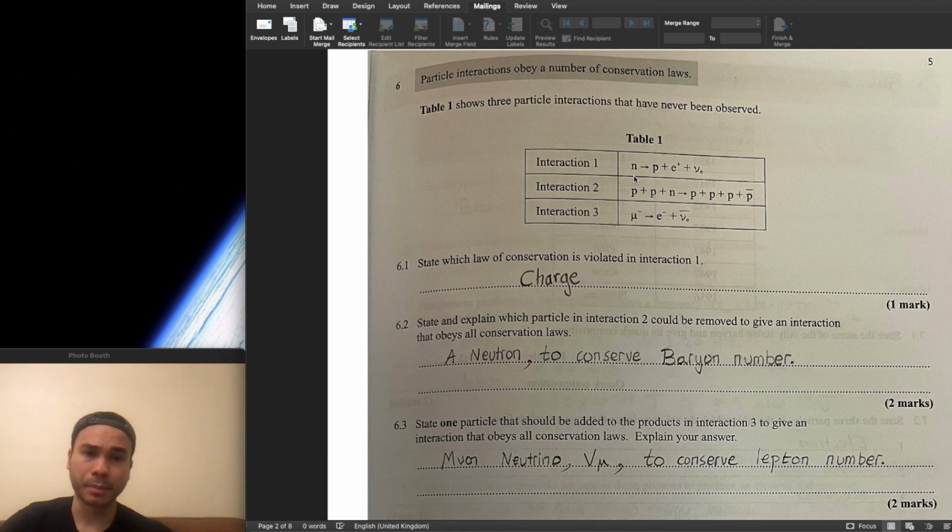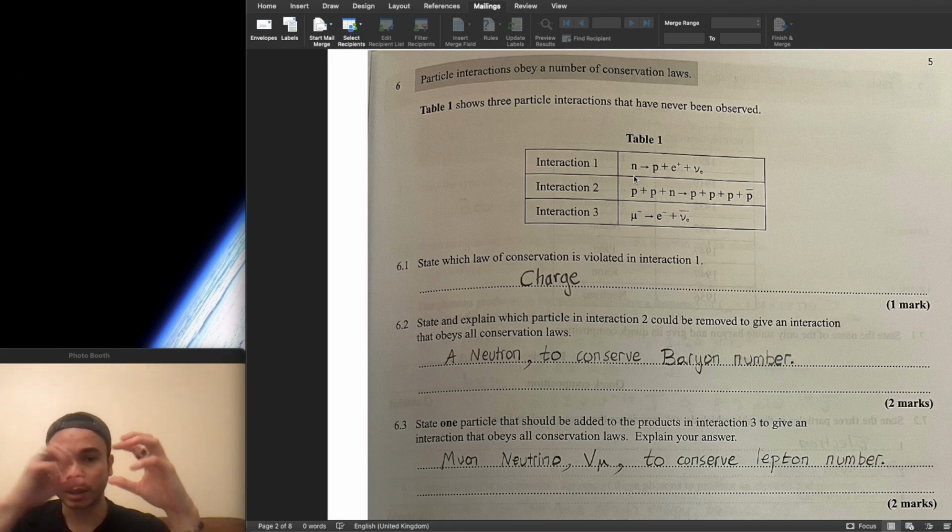Let's look at lepton number. The neutron has a lepton number of 0 because it's a non-lepton. Proton, a lepton number of 0. The positron has a lepton number of -1, and the electron neutrino has a lepton number of +1. So they cancel out on the right, 0 on the left.